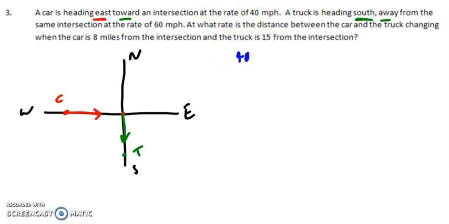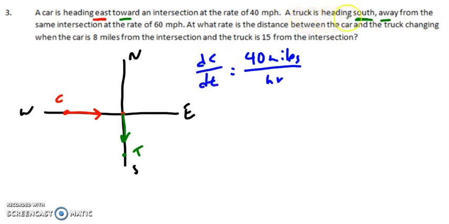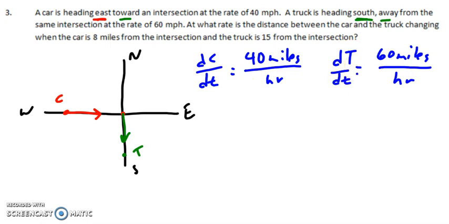40 miles per hour. And again, I'm going to call this C, so that's going to be DC, DT. Then we also have our truck is heading south at a rate of 60 miles per hour. And this is DT, capital T, over DT, lowercase t for time.